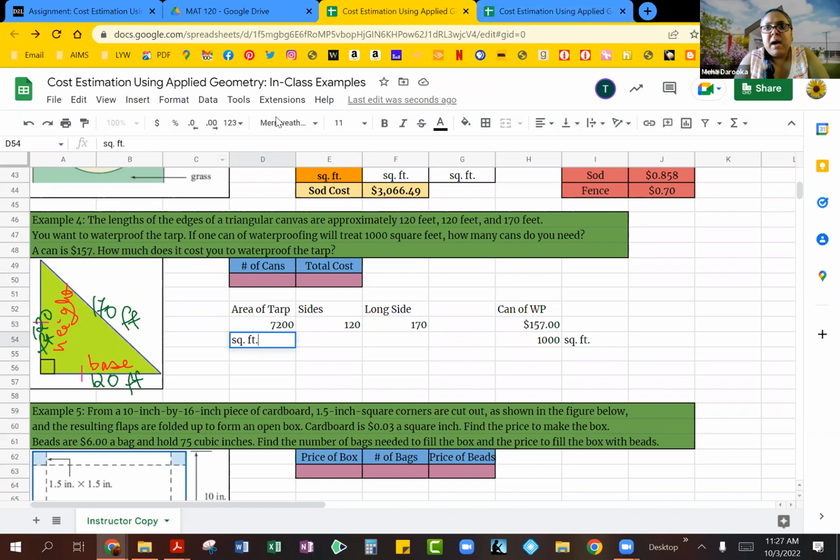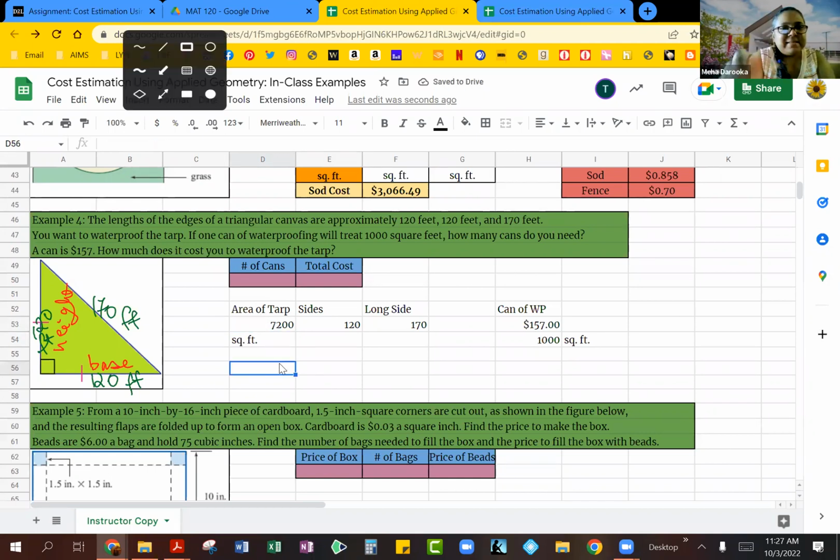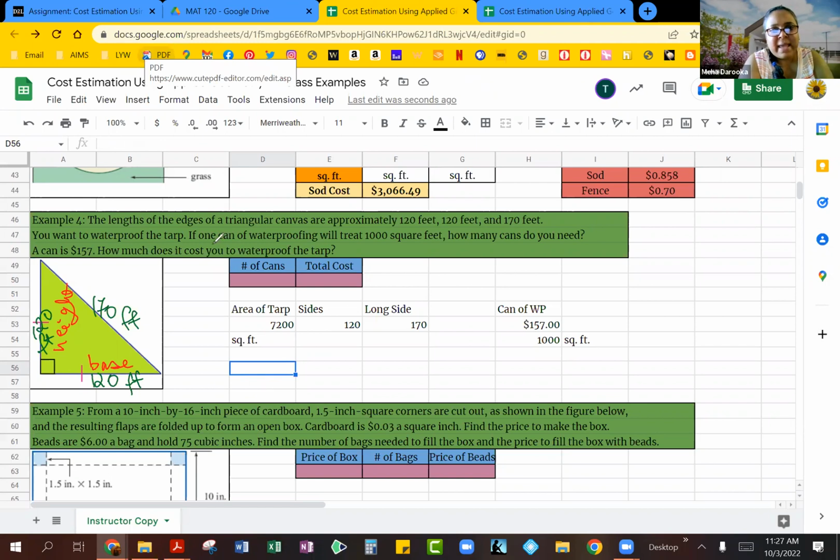Hey, Amanda. All right, so we know the area of our tarp is going to be 7,200 square feet. Now they're telling us that 1 can of waterproofing will treat or cover 1,000 square feet. So can you tell me our total number of cans that we're going to need to cover this canvas, this tarp that we have here?